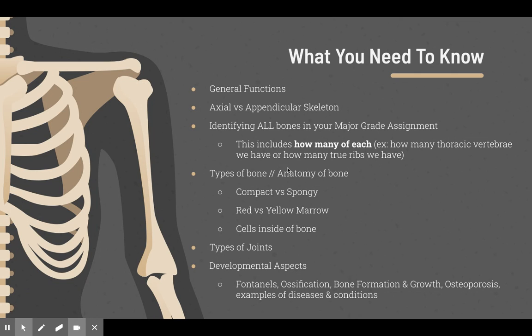You also need to know types of bone and the anatomy of bones, okay? Some things that fall under this category is compact versus spongy bone, red versus yellow marrow, and cells inside of your bone and what they do. Additionally, you need to know different types of joints and then some developmental aspects such as what fontanelles are, what ossification means, and then how bones grow and form, what osteoporosis means, and then examples of diseases and conditions, which can be found on both of those slide sets that I gave you.